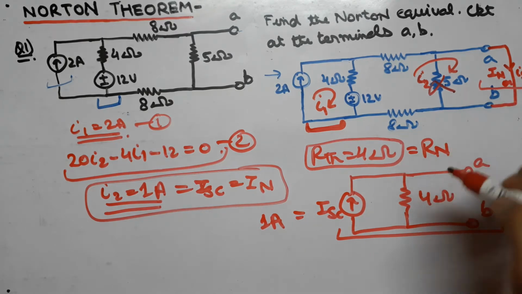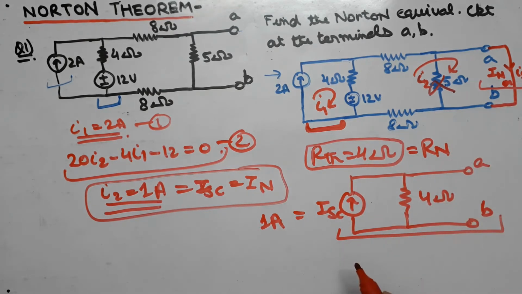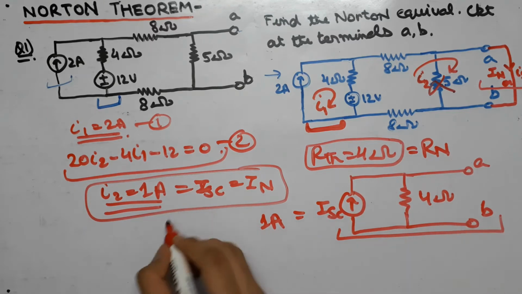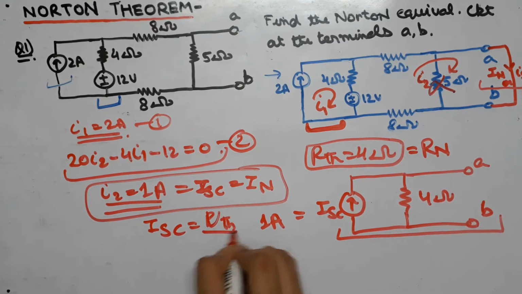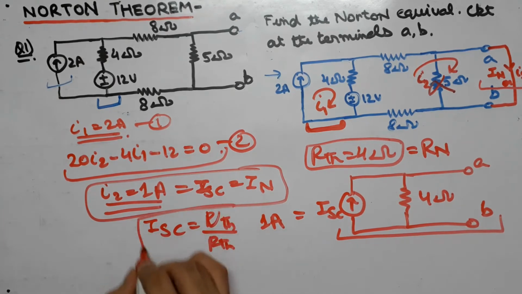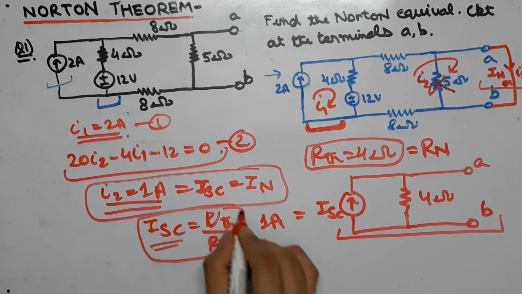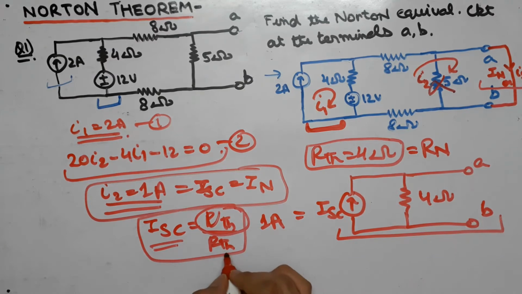That is, we can find the value of VTH that we used to do in Thevenin theorem, and from there we can use the formula ISC is equal to VTH upon RTH. That is, instead of finding ISC, we can first find VTH and put it in this formula and find the value of ISC. But as they have asked us to find out the Norton equivalent circuit, it is advised that you follow this method only.